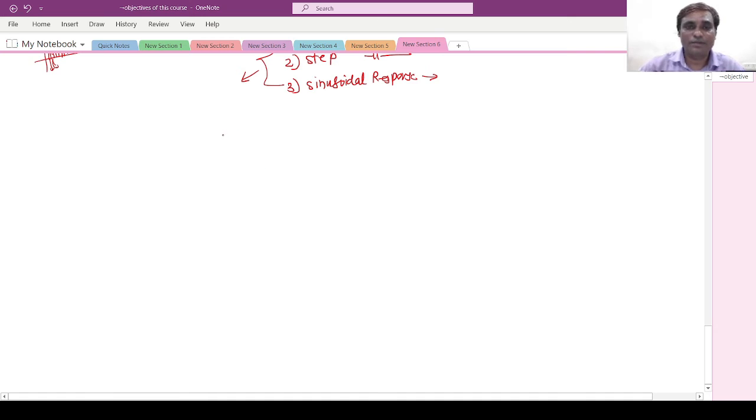Now once we are familiar with this, next we will study the two-port network. There will be a number of parameters: open circuit parameters, short circuit parameters, hybrid parameters, G parameters, transmission parameters, etc. Then once we cover this, I'll introduce you to the concept of graph theory.